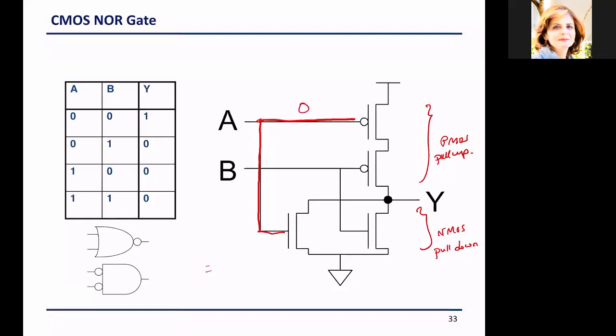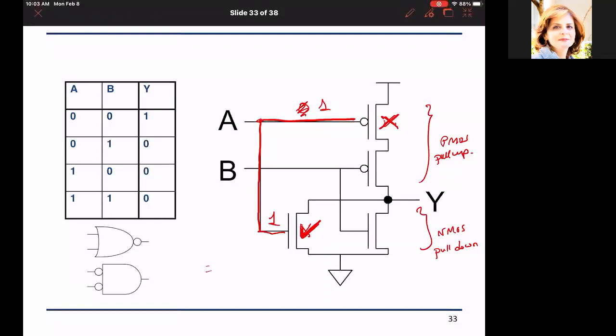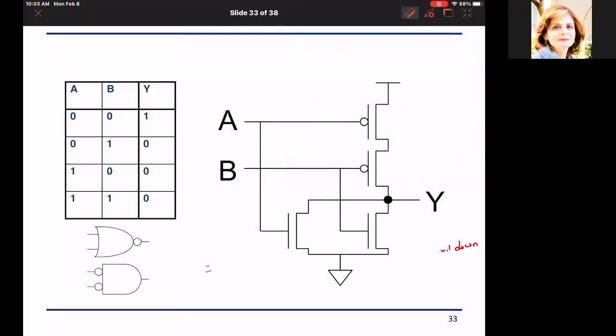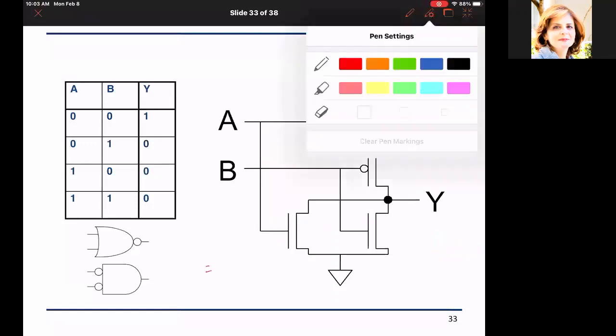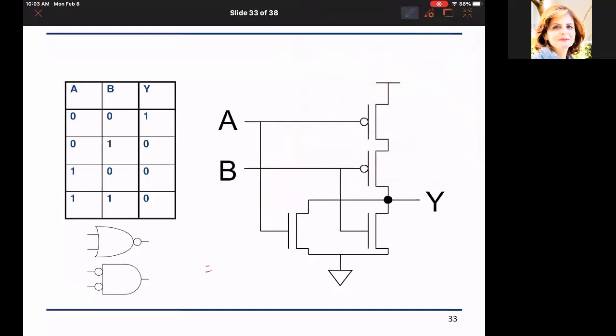So when A is 0, the PMOS will be on, the NMOS will be off, or when A is 1, the PMOS will be off and the NMOS will be on. Yani, the input turns on one of the two transistors at a time, and because of this, a given combination of inputs is going to turn on a path either in the pull down block or pull up block.